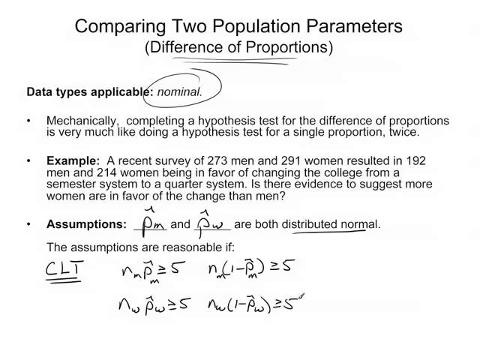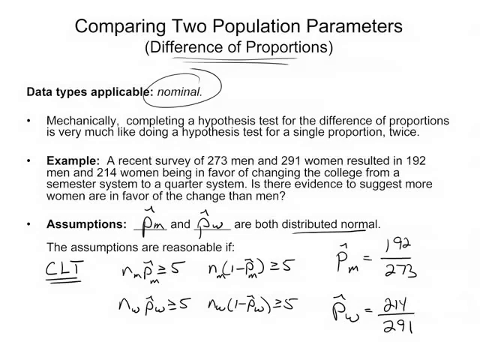And if you look at these proportions, you see that it is true if you do the arithmetic, because the p hat for the men was 192 over 273, and p hat women, the proportion for the women, is 214 divided by 291. So if you do the arithmetic, you see that both of these are, in fact, satisfied.